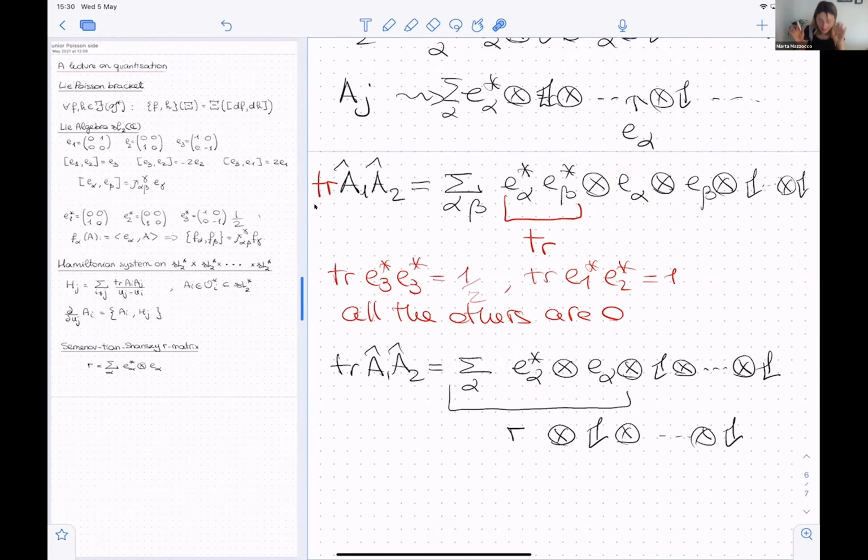Yeah, it's okay. Let me do it. I'll just do it. So for example, say we have alpha equal to 1 and beta equal to 2. For alpha and beta, alpha equal to 1 and beta equal to 2, we have 1 cross E1 cross E2 cross all the rest. No, but E1 is the same as E2 star.